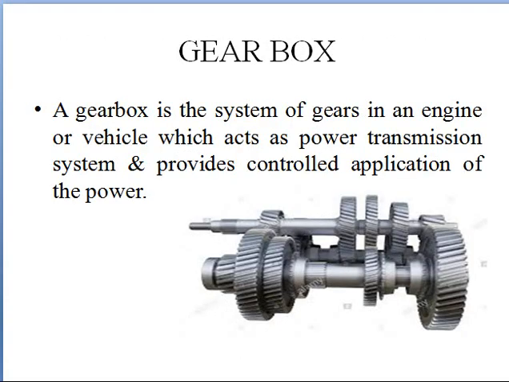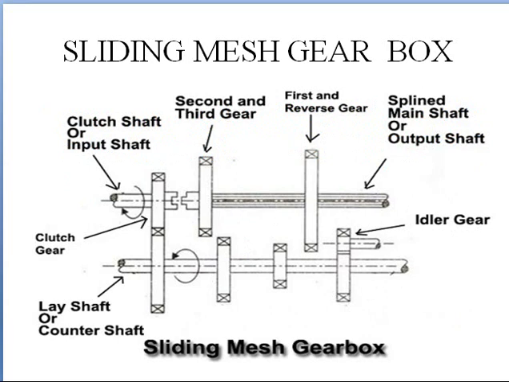Next one is a gearbox. A gearbox is a system of gears in an engine or vehicle which acts as a power transmission system and provides control application of power. So here, depending upon the torque requirement and the speed requirement, we change the gears. The first one is sliding mesh gearbox.